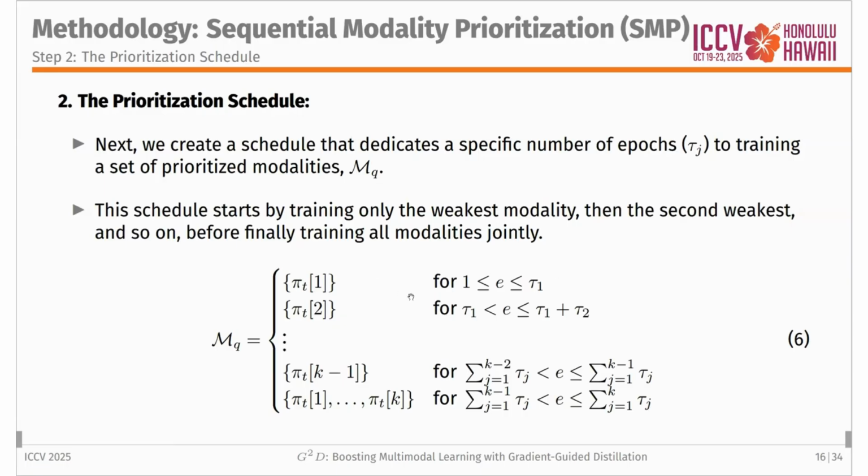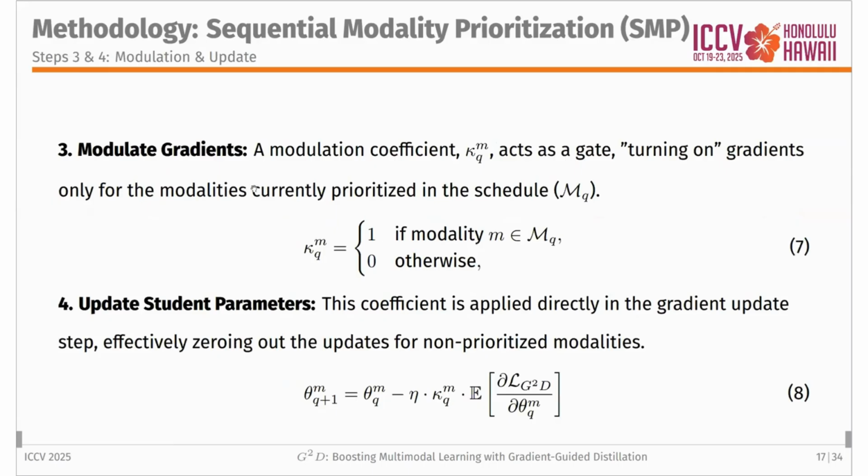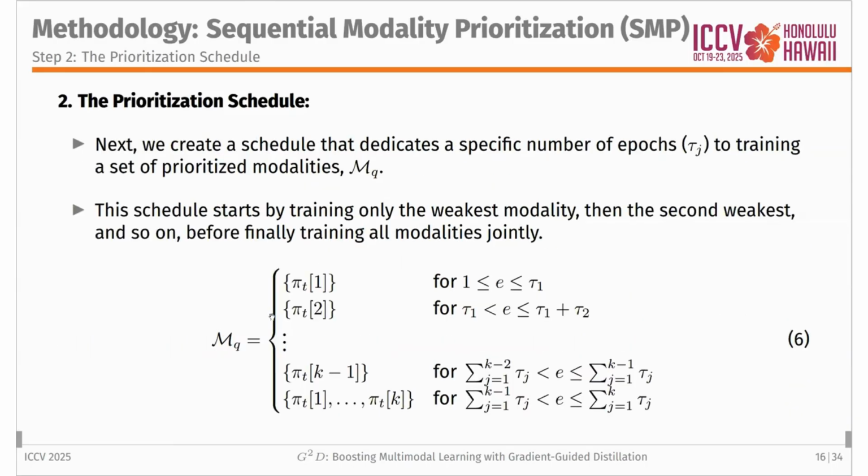So what do I mean by prioritization? This is where gradient modulation comes in. We have a modulation coefficient, kappa m_q, which acts as a gate. It turns on the gradients only for modalities currently prioritized in the prioritization schedule m subscript q. So when I say that for the first 50 epochs, prioritize the weakest, the least confident modality, I basically mean that only allow the gradients to flow to this modality and prevent the gradients to flow to all the other modalities.